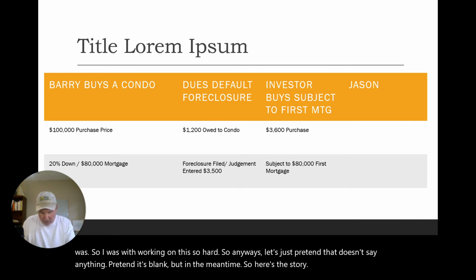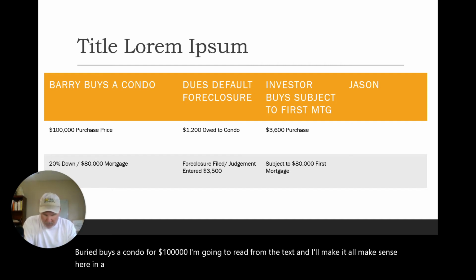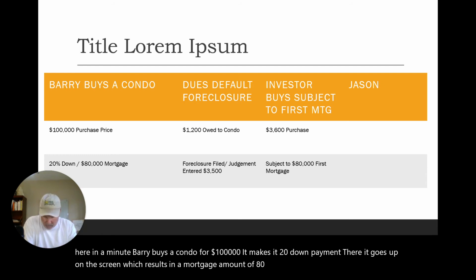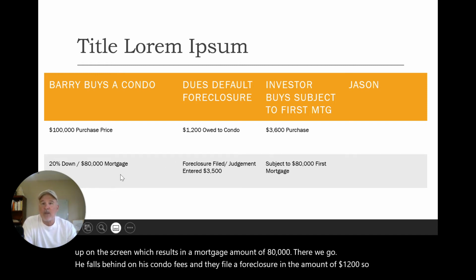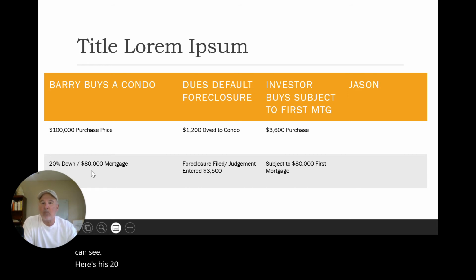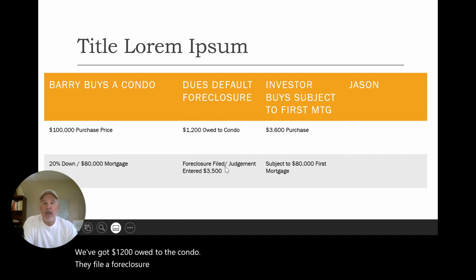But in the meantime, here's the story. Barry buys a condo for $100,000. I'm going to read from the text, and I'll make it all make sense here in a minute. Barry buys a condo for $100,000. He makes a 20% down payment. There it is up on the screen, which results in a mortgage amount of $80,000. There we go. He falls behind on his condo fees, and they file a foreclosure in the amount of $1,200. So as you can see, here's his 20% down, $80,000 mortgage. That equals the purchase price. All makes sense, right? We've got $1,200 owed to the condo. They file a foreclosure action, and their final judgment is $3,500.